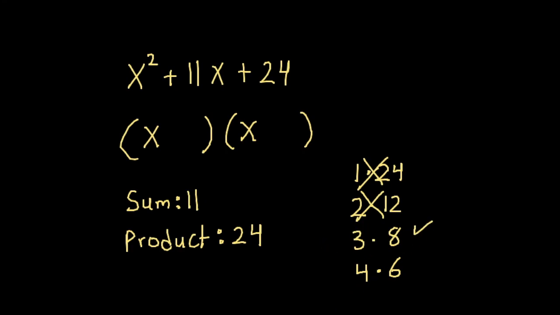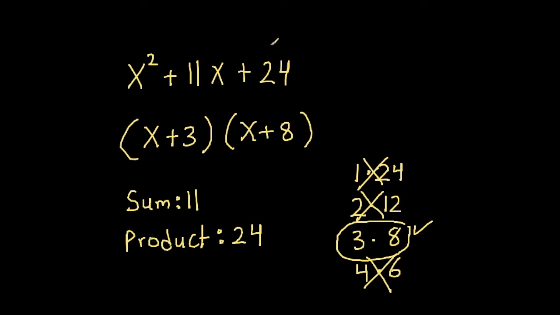So we tick that. And let's consider the last set just in case. 4 plus 6 is 10, which is close to 11, but not quite 11. So that is the bingo over here. That is what we want, 3 and 8. And we just fill those numbers in, so positive 3 and positive 8. And we're done. All right, so I hope that made sense, guys.